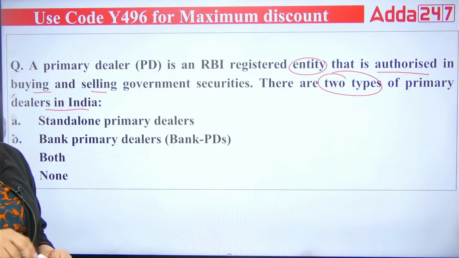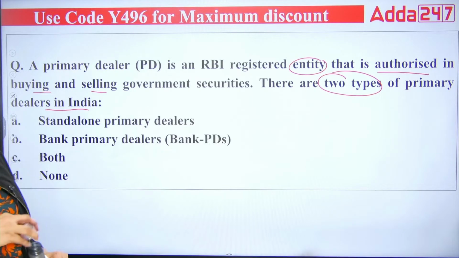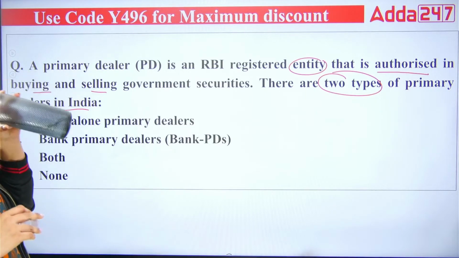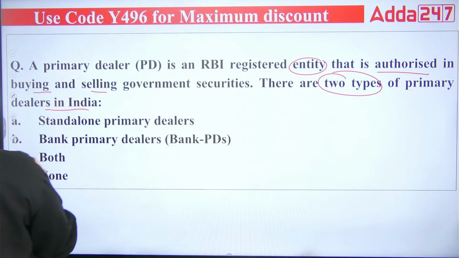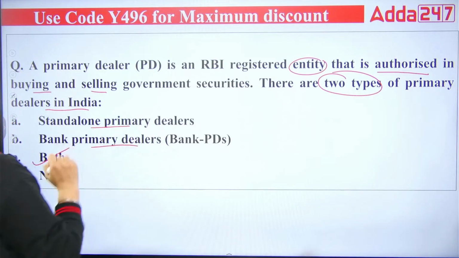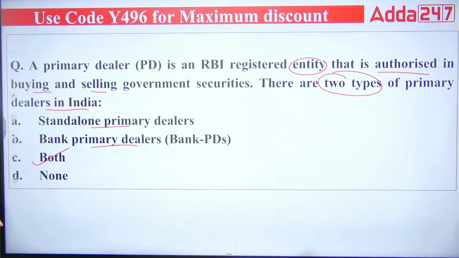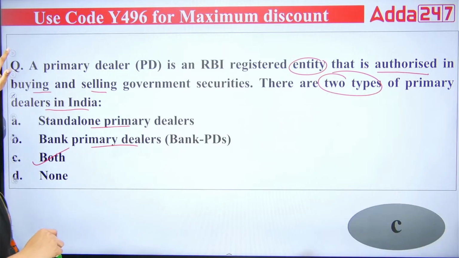Okay. C option, Amina ma'am is saying yes, that's very much correct. That's very true. There are two types. We have standalone and the second one is bank primary dealers. Very good. Now the right answer will be C.